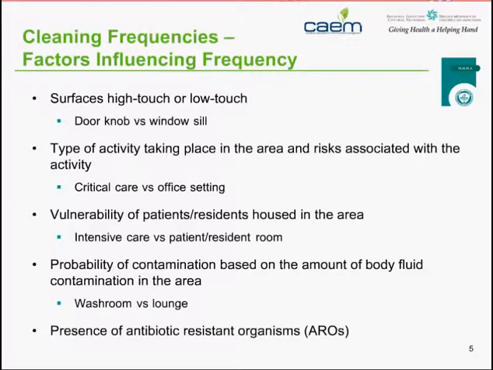How vulnerable are the patients or residents in the area? Patients in the intensive care unit may be more susceptible to infection than a patient in a resident or another unit. What's the likelihood that the area is going to be contaminated with body fluids under normal circumstances? This may vary depending on the setting. Finally, are there antibiotic-resistant organisms such as MRSA or VRE present? All of these factors must be taken into consideration when determining the frequency of cleaning. Further along in this module, we will review the risk stratification matrix, which will assist in making these decisions.